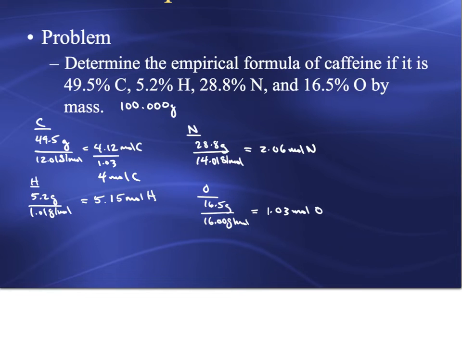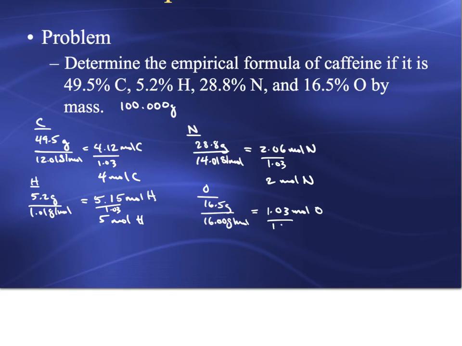Okay. 5.15 divided by 1.03. This is exactly 5. This is now 5 moles of hydrogen. Hey, this is really working out kind of conveniently. 2.06 divided by 1.03. Well, you can probably do that one in your head. Now we've got a nice even 2 moles of nitrogen.